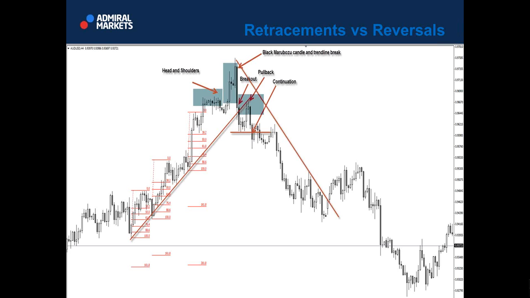Some traders prefer to short it at the retest and some prefer to wait for confirmation, a breakout two or three pips below the breakout point, the breakout candle. If you trade it here, your risk to reward will normally be better than if you place your order here. Breakout pullback continuation is this: breakout of the trend line, retest or pullback to the trend line, and then the break of the breakout point.